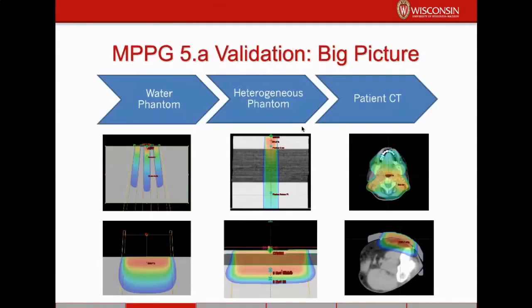So this is the big picture for validation in Medical Physics Practice Guideline 5A. You start with very simple geometries, static fields in water phantoms for both photons and electrons, and then you work up to more complicated situations. So you start with static fields in heterogeneous phantoms. In this case, we've constructed some custom ones. And then finally, you work up toward patient geometries and more complicated delivery techniques like IMRT and VMAT.